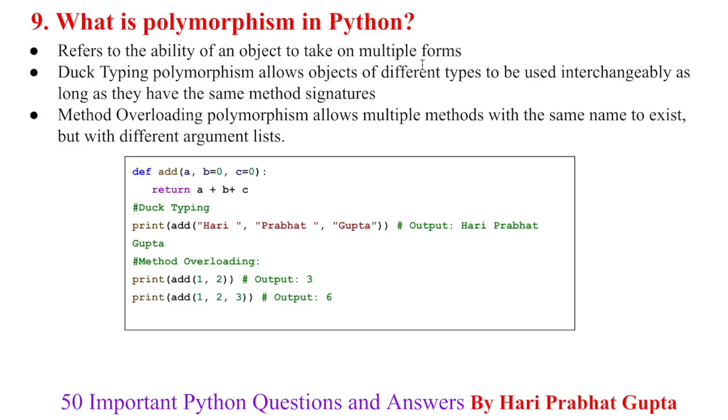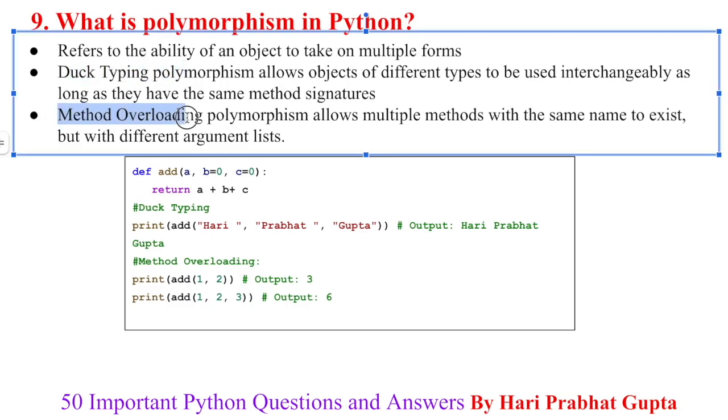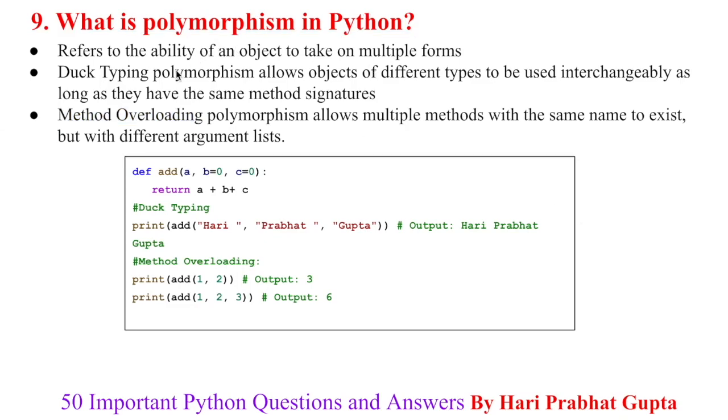Python programming supports two types of polymorphism. One is duck typing polymorphism, the other is method overloading. Duck typing allows objects of different types to be used interchangeably as long as they have the same method signatures. This means that Python does not require an object to be of a specific type to use a certain method. Instead, it relies on the presence of the required methods in that object.